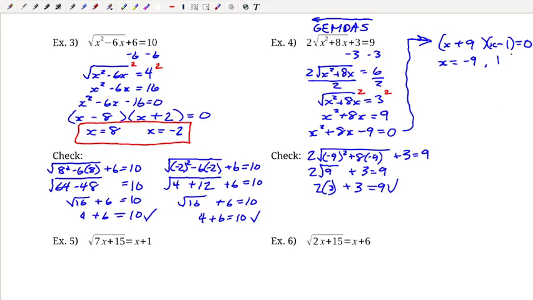Let's try solution number 2, which is plug in 1. So I've got 2 root 1 squared plus 8 times 1, plus 3, does that equal 9? Well, I've got 2 root 1 squared plus 8, that's going to be 9, plus 3 equals 9. Check, I've got the same thing over again. Both of them are solutions. Life is good.